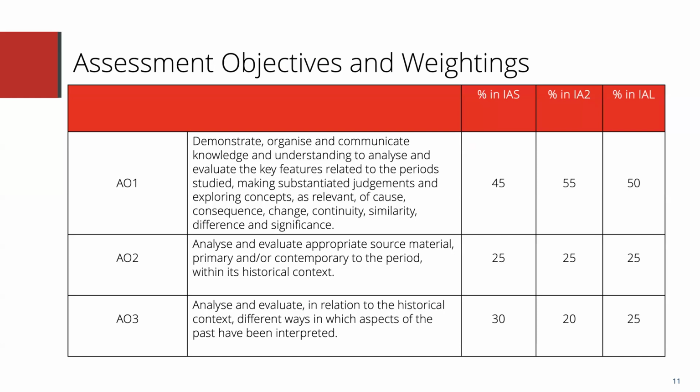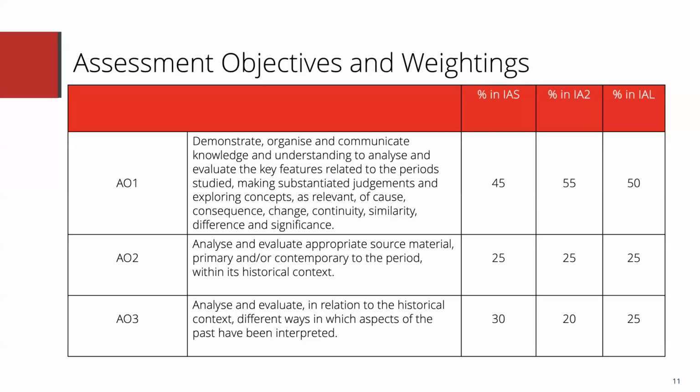So there are 3 key assessment objectives for you to be thinking about when we go over answers. AO1, percentage-wise, is worth 50% of the overall international A level in history. A lot of the answers that the students will be writing are focused on making substantial judgments, exploring concepts: cause, consequence, change, continuity, all those familiar words that we say a lot of the time, but sometimes it's about making them super clear to students.